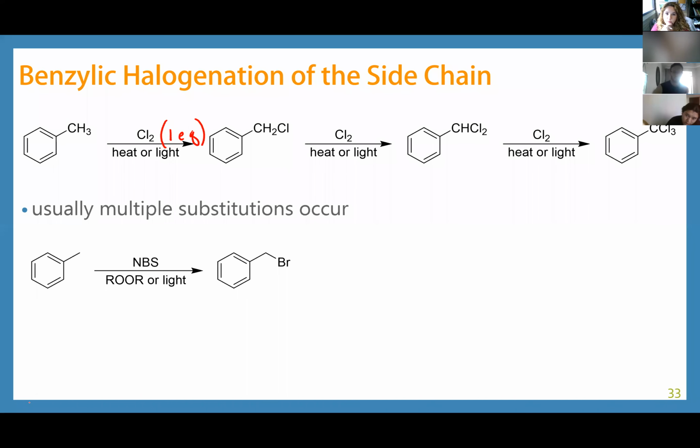Another way to do it with quite a bit more control is to use N-bromosuccinimide. This is another thing that you learned about in OCHEM 1. So N-bromosuccinimide, or NBS, can be used with either an alkyl peroxide or just a regular peroxide or light. And you can put on just one substitution in the benzylic position. So remember, the benzylic position is just this carbon that's directly attached to benzene. So if we have a longer carbon chain, the substitution would still happen in the benzylic position only.